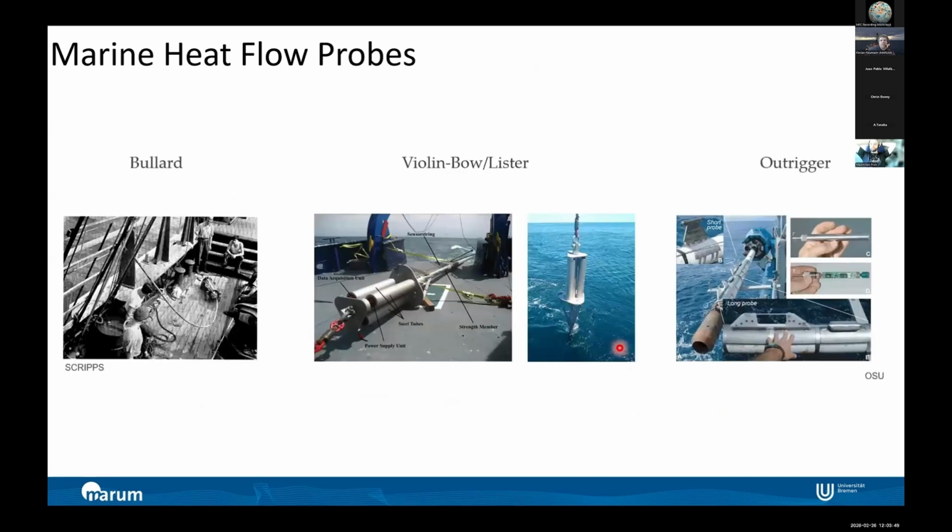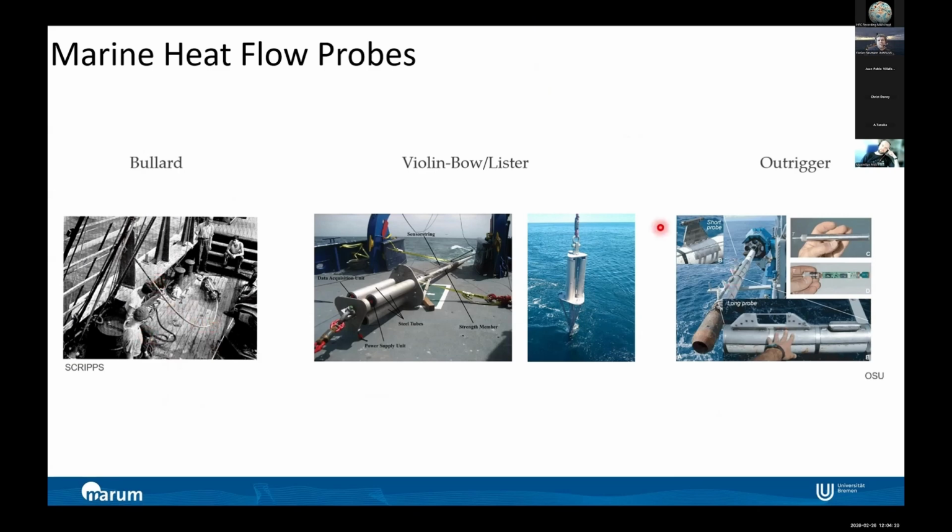On the next slide, you can see some pictures of the different probes. On the left side, this is an older picture. I got this from Scripps. I think it's Bullard and his team at Scripps Institution of Oceanography in San Diego, where they used the bullet probe type to get the first measurements at sea. As you can see, for the bullet probe, it was very difficult to get some measurements, because once you hit the hard ground, the probe started to bend.